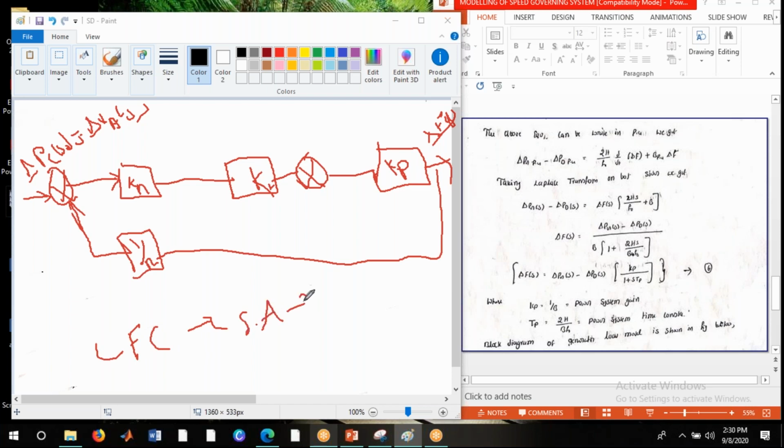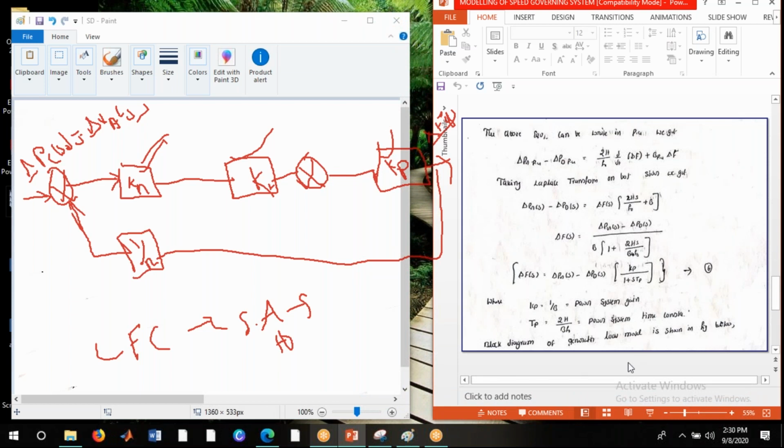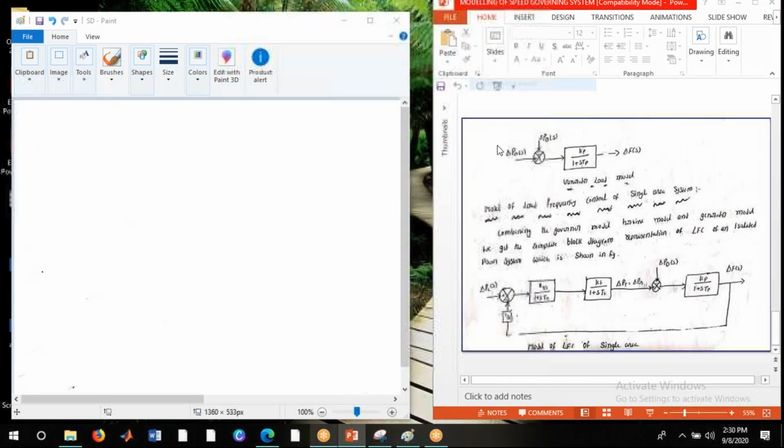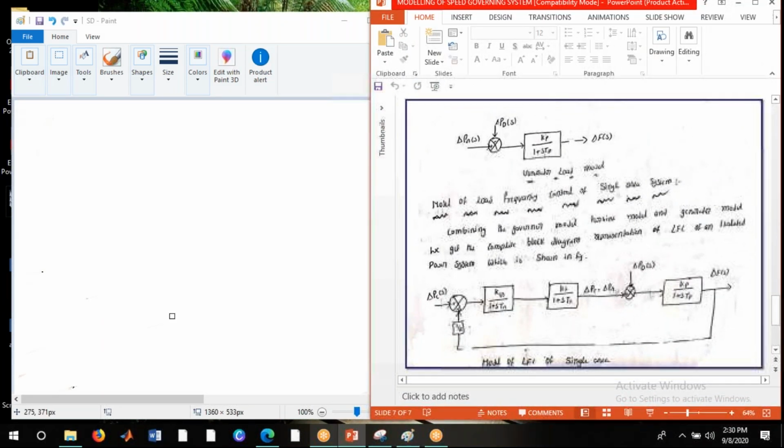A single area system is nothing but one unit. It is a combination of three devices: governor, turbine, and generator. Now we'll see the final block diagram we get. This is the block diagram for the entire speed governing system, and it is called a single area system.